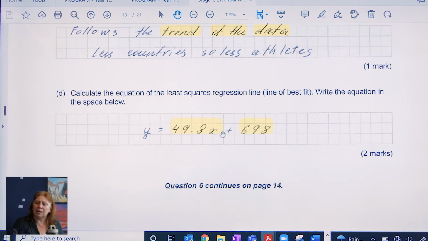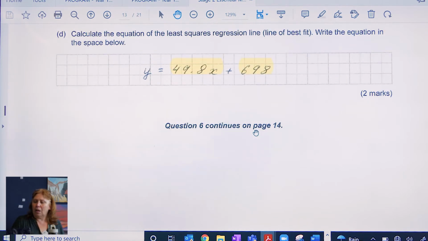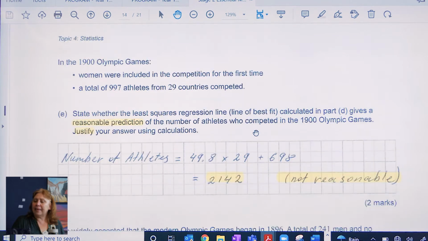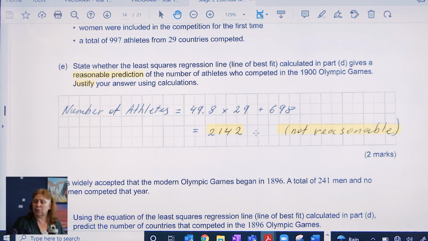Then they ask to find the equation of the least squares regression line. 2 marks, and remember x is not included, guys. One mark is for 49.8 and another mark for 698. In general, if they did everything correctly, these 2 will be correct as well. It's just making them read their calculations correctly from the calculator. And these were the questions where students were struggling a little bit.